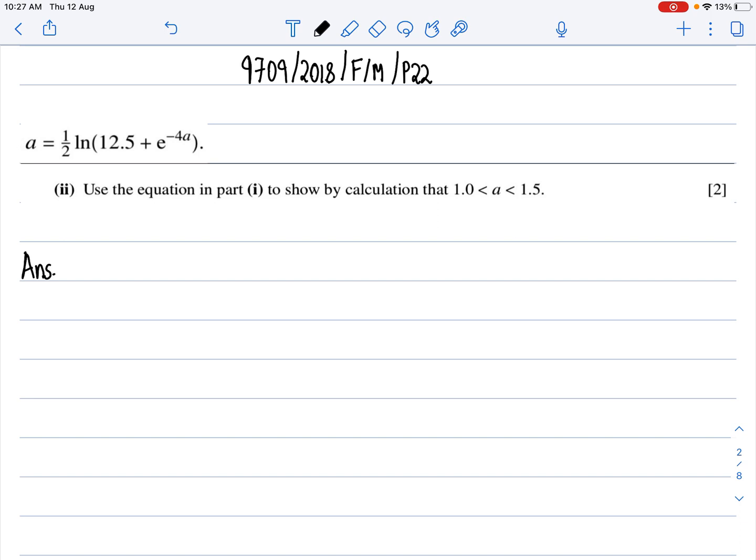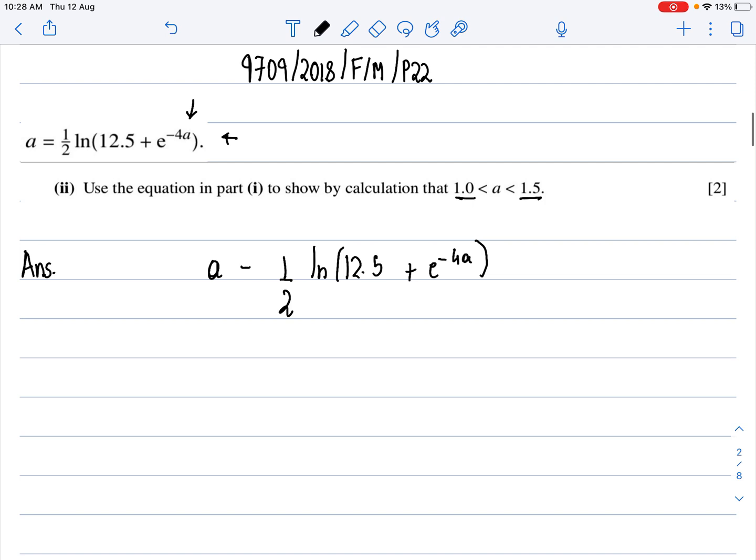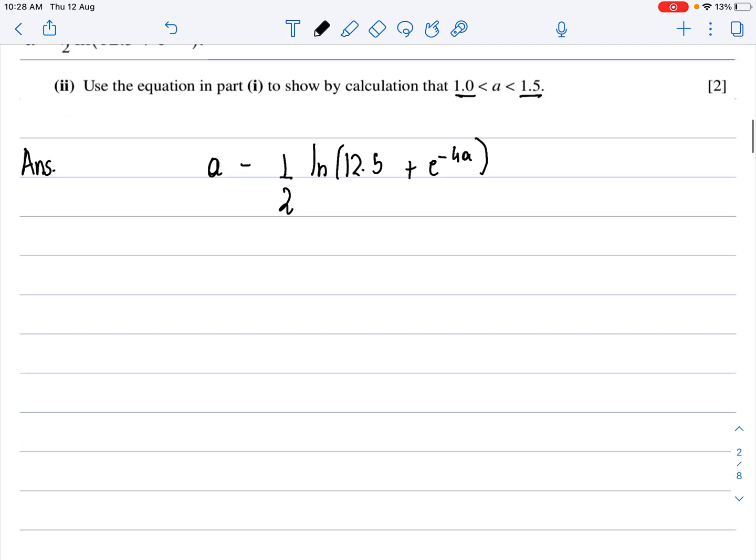This is from the 2018 Feb March paper 22. So in part 1, they have again given you an equation. Here you have part 2. So I need to use the equation in part 1 to show that a lies in between 1 and 1.5. First, in this equation, get everything to one side. So I can write this as a minus half ln 12.5 plus e raised to minus 4a. Correct? This is how I get everything to one side. No need to write equal to 0.